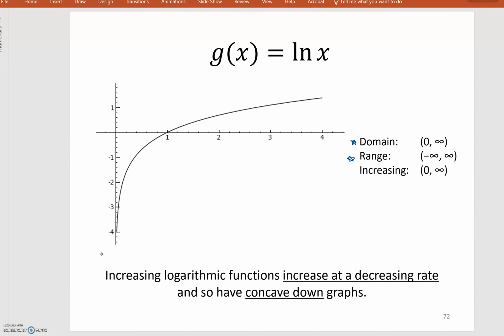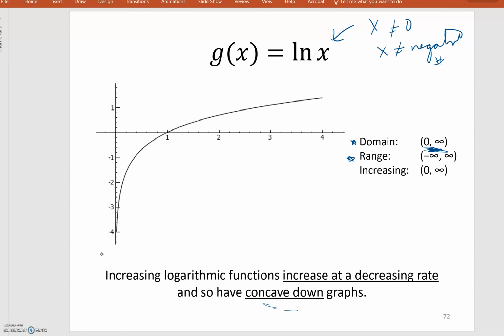Just to say another word about the domain, remember this domain is only numbers greater than 0, so you cannot put 0 into ln of x, and you can't put negative numbers. So x is not equal to 0, x is not equal to any negative number. Now the output of the function can be 0, and the output of the function can be negative, but the input cannot be.